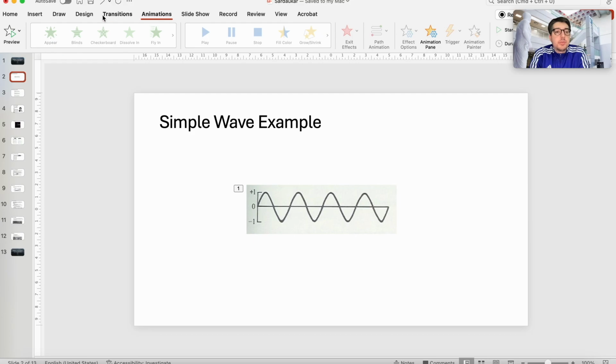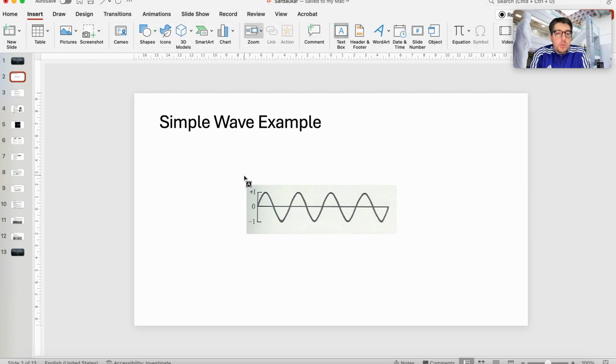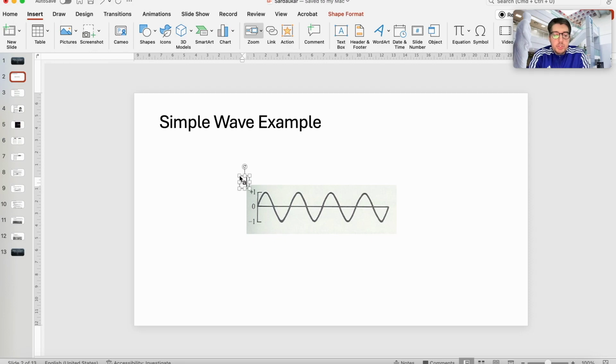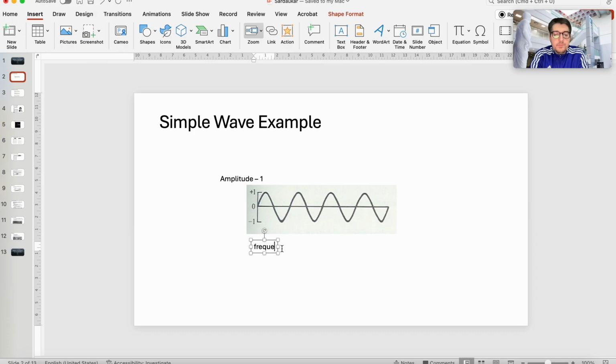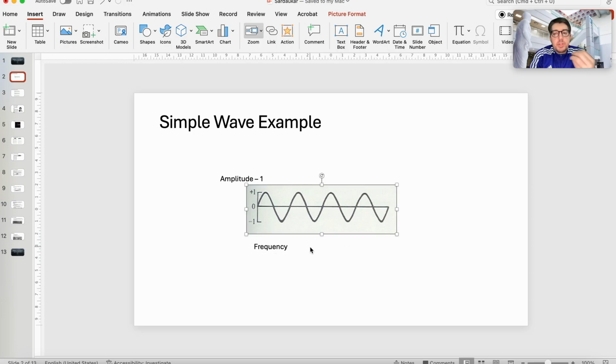It has certain components, and the main components of this sound wave are amplitude, which is at 1. You don't have to know about the unit, just the number 1, as you can see here. And it has frequency, which means the number of repetitions of the cycles in 1 second. So how often do the cycles repeat in 1 second?